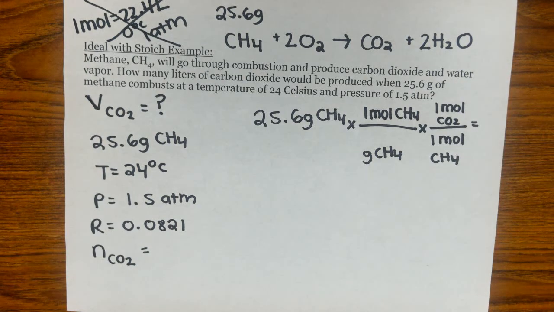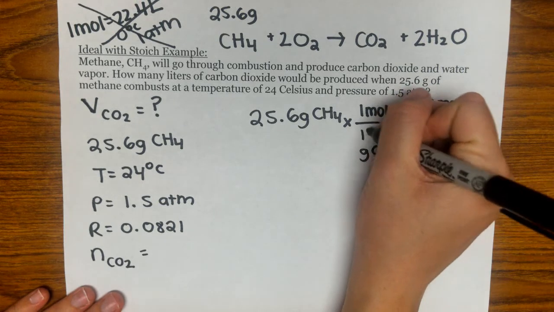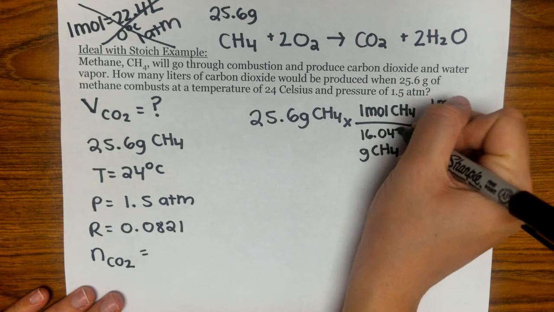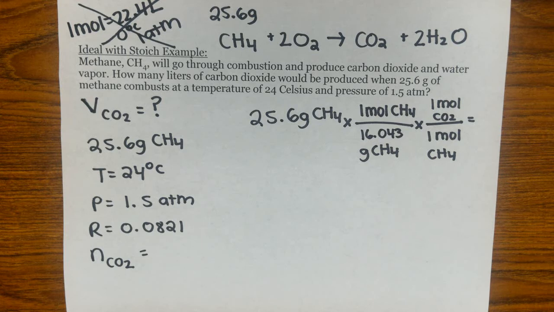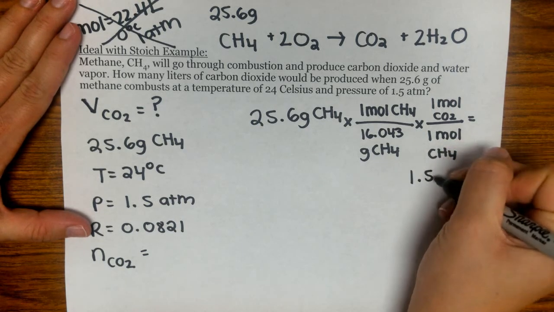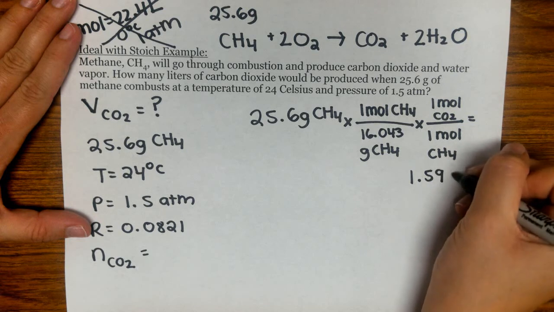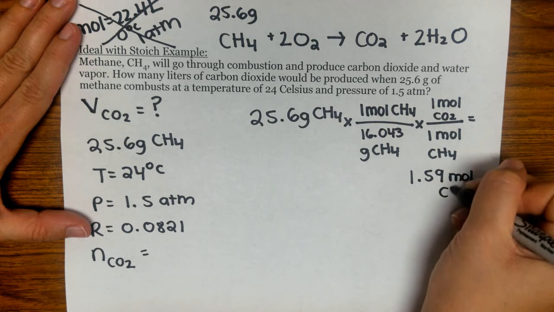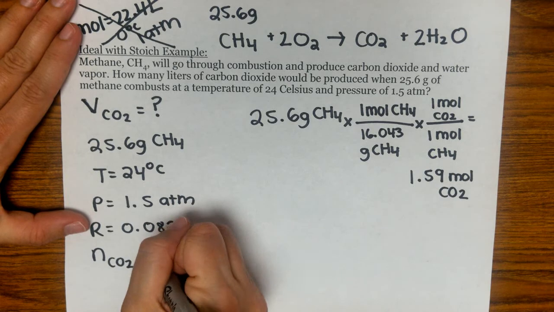Now let's go find the molar mass of CH4. Carbon, if you don't know that by now, it's 12.011. I don't know what you've been doing. Plus 4 hydrogens. The mass of this is 16.043. And that is 1.59 moles of CO2. Now I have moles of CO2.